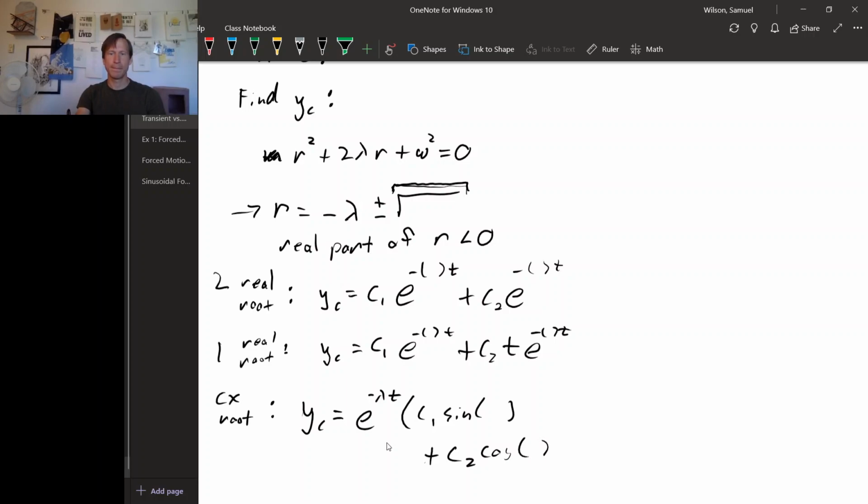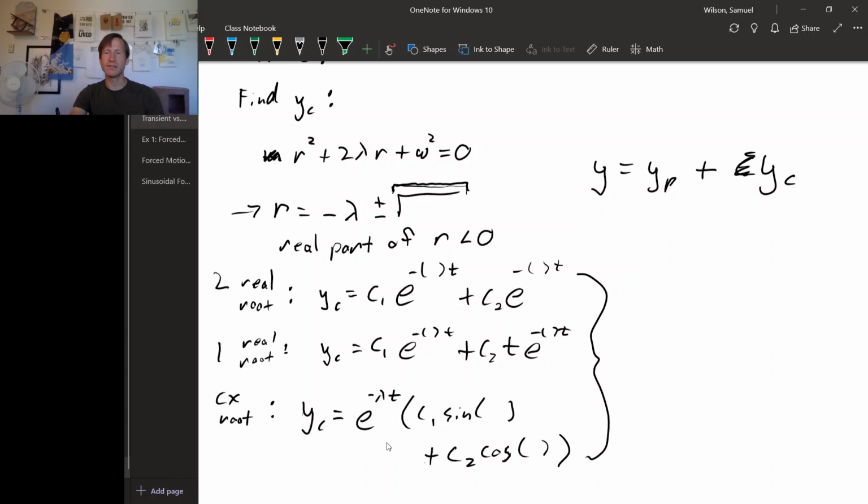Okay, so in all of these cases, when you find a particular solution to the original differential equation, your full solution is going to be your particular solution plus this complementary solution. And in all of these cases, no matter which case we're in, as t goes to infinity, the complementary solution goes to 0. In the 2 real root case, because the coefficients in our exponents are negative, both of these exponentials are exponential decay and not growth.